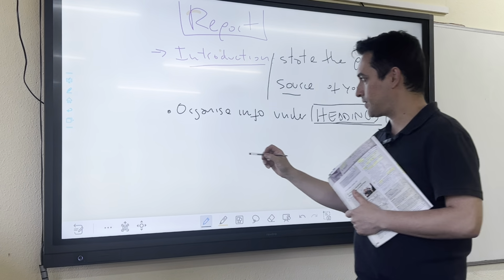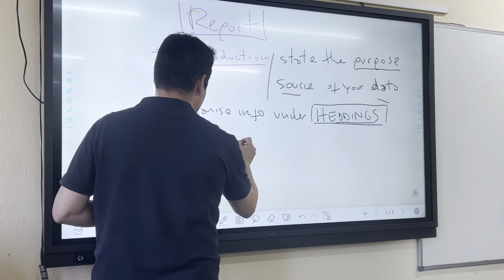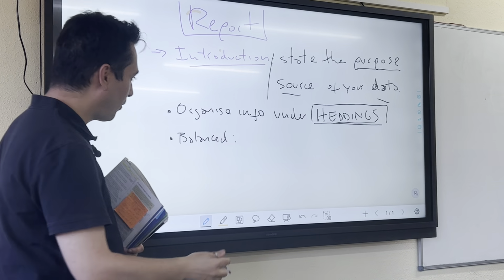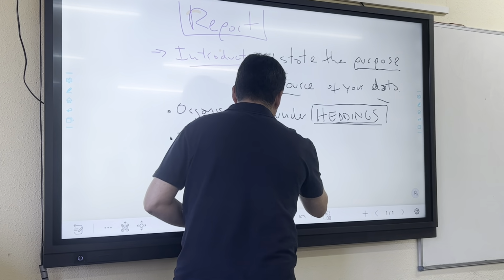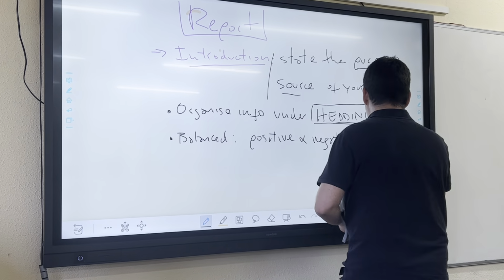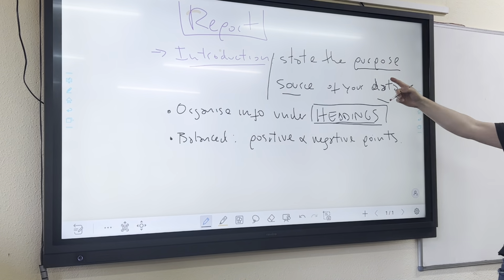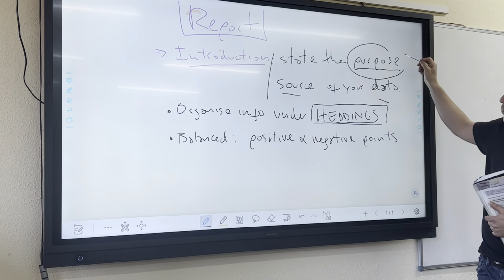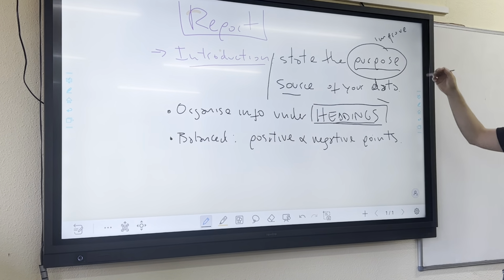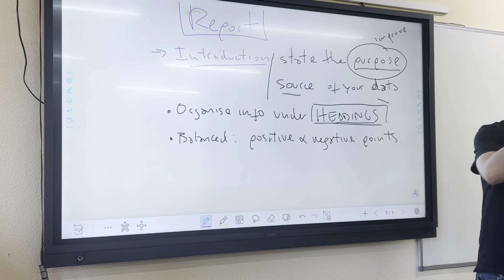It should be balanced, okay? You should be quite balanced in the sense that you should present positive and negative points, yeah? Okay, when you have a report, the purpose is to improve something, yeah? The purpose is to improve something because this is wrong, this is wrong, this is wrong. So listen to my report in order to improve.